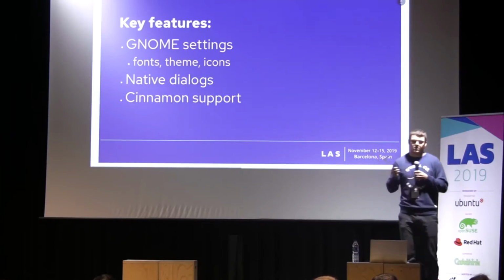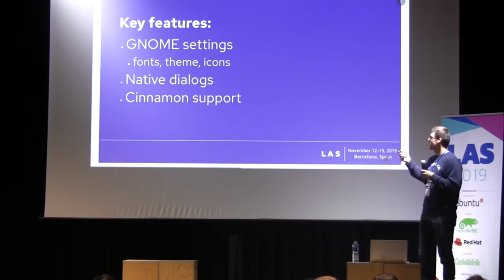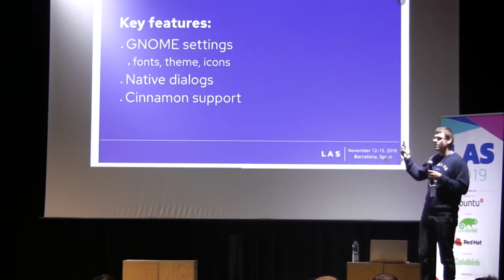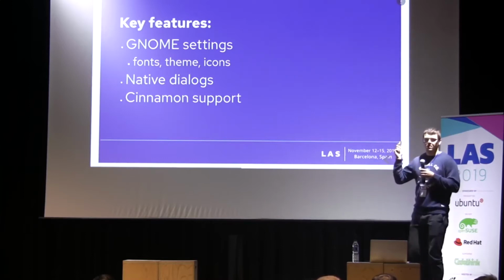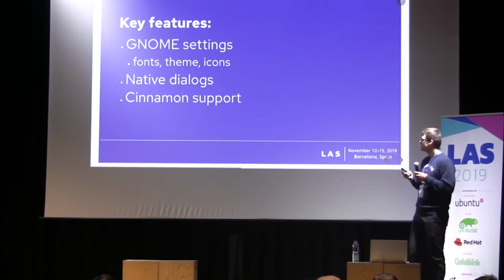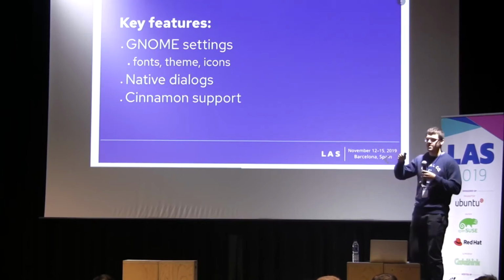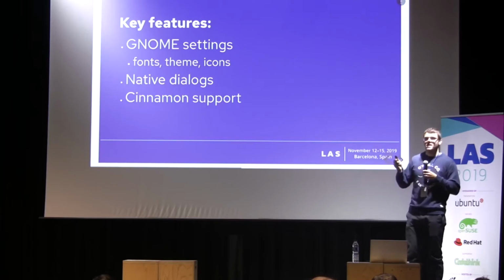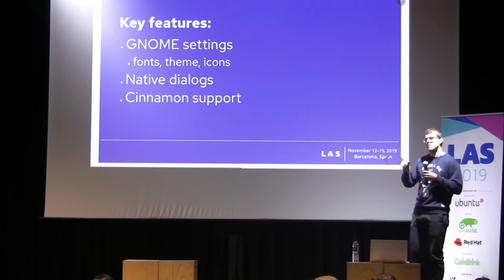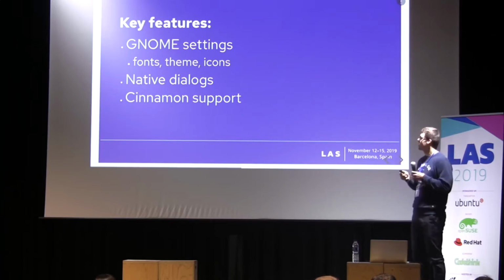So the key features of Qt GNOME platform, as I mentioned, the same stuff as the Qt GTK 3 theme. We read your font, theme, icons, and we apply this to your Qt application. We have native dialogs for file chooser, color picker, and font picker. But the native dialogs are also in the Qt GTK 3 theme. But what's not in the Qt GTK 3 theme, for example, we have Cinnamon support, because the way we read the configuration, we use a GSettings schema, and Cinnamon uses a different one from classic GNOME. So we have support for that.